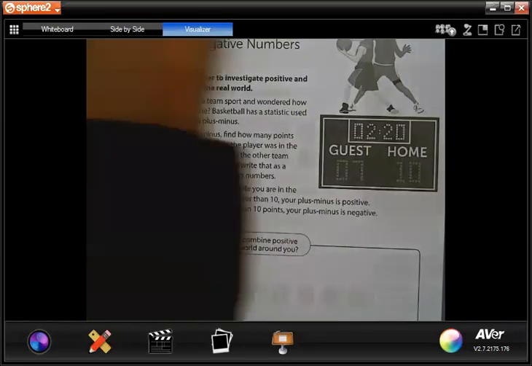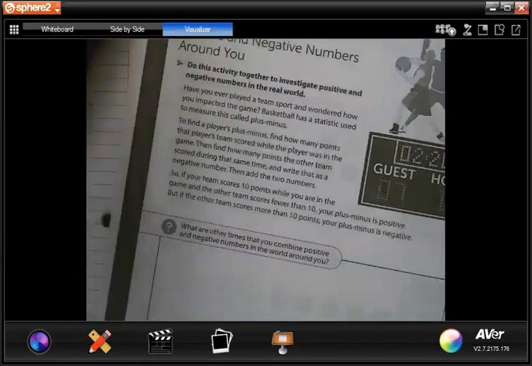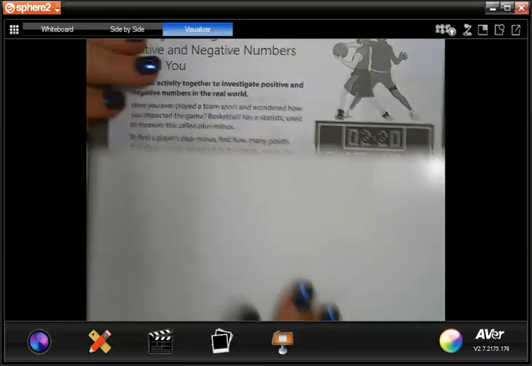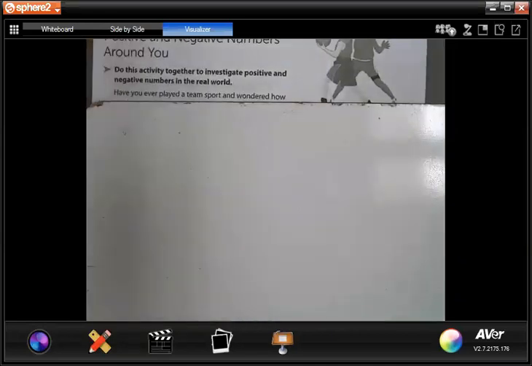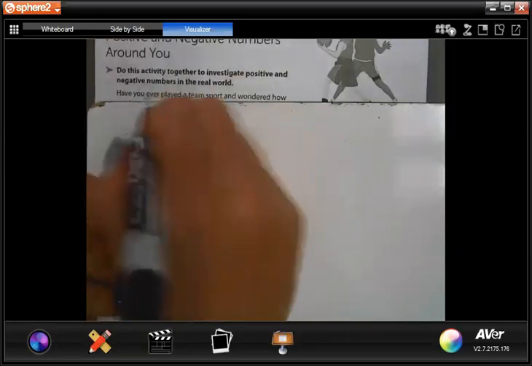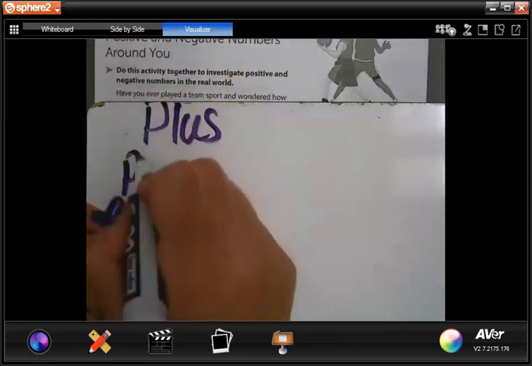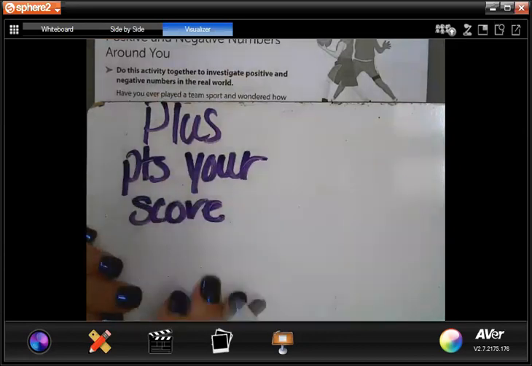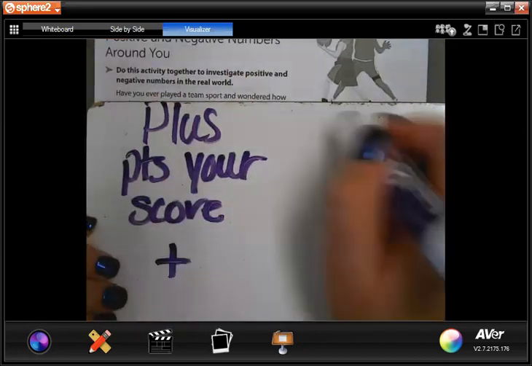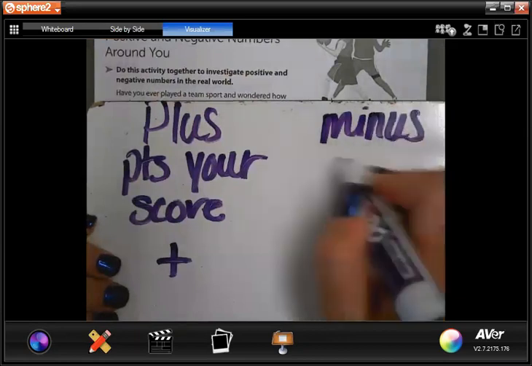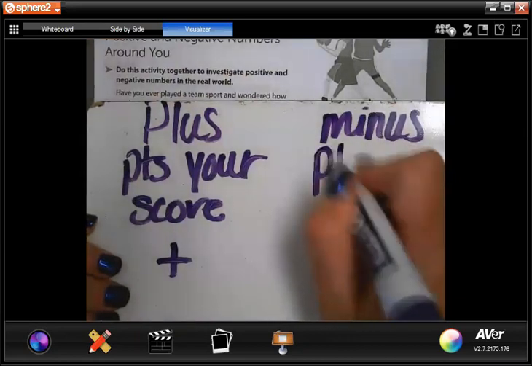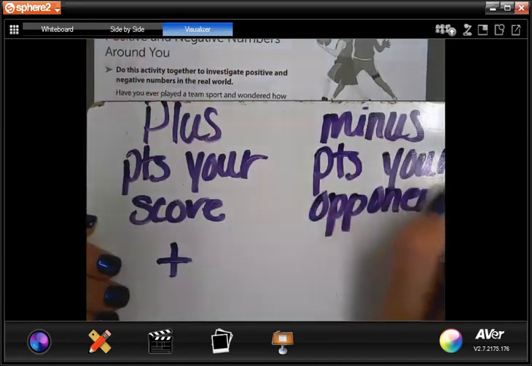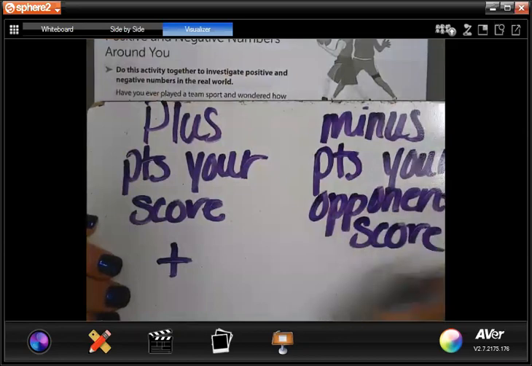So what it means is this: the plus is how many points your team scores while you're in the game. The minus is how many points your opponent scores while you're in the game. So that's why it's called a plus minus.